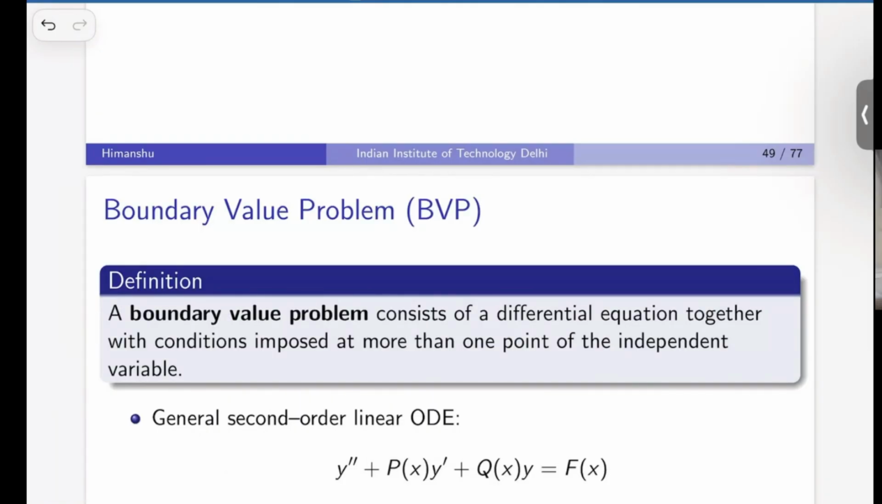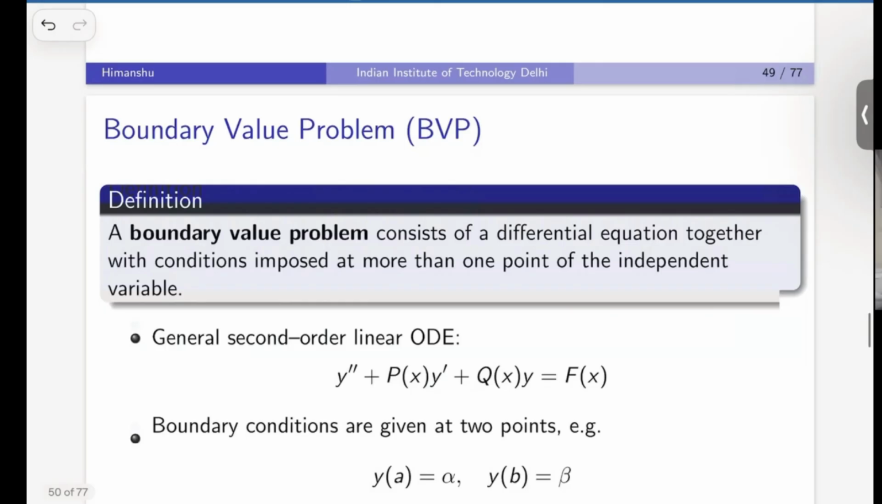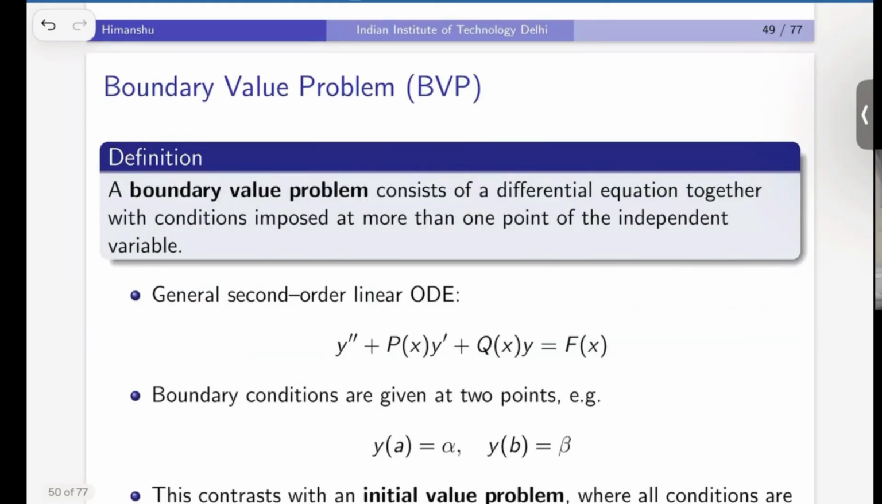Now we have some theory on boundary value problems. We go a little fast since we have less time. So what are boundary value problems? We have a differential equation and we have conditions given on the boundary values, right? Let's say we have our system y double dash plus p(x)y dash plus q(x)y equals f(x), and we are looking for solutions on the closed interval [a, b].